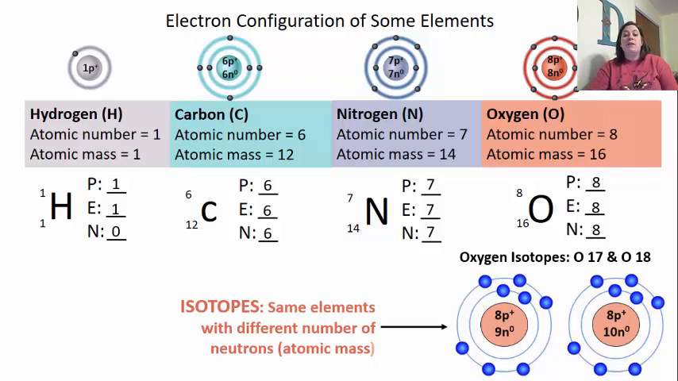So the example here are some oxygen isotopes. This is oxygen 17 and oxygen 18. Now we know oxygen has 8 protons, so if it's oxygen 17, it has 8 protons, but it has 9 neutrons. If it's oxygen 18, of course it has to still have 8 protons, but now it has 10 neutrons. This just means the weight or mass is going to be different. However, they are still both oxygen based on the number of protons.